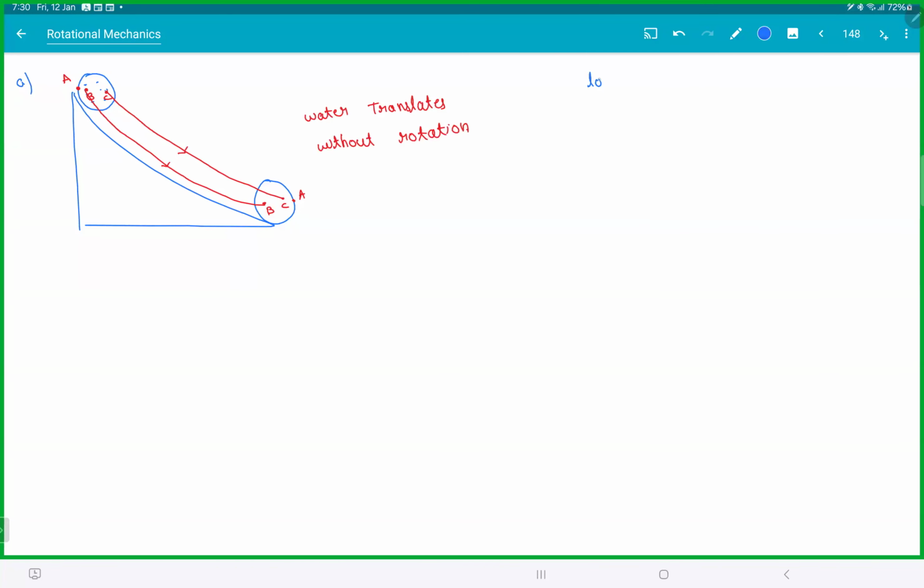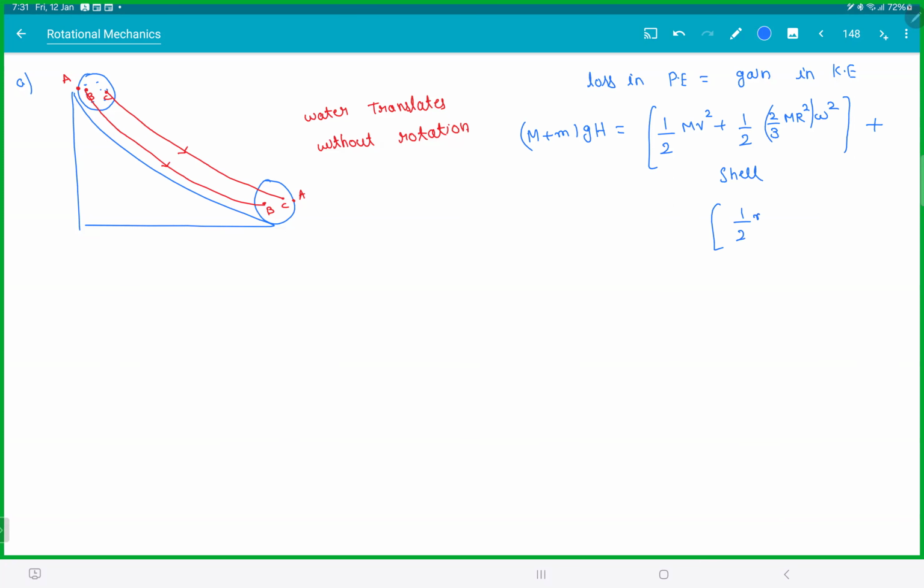So we can write the statement: loss in potential energy is equal to gain in kinetic energy. Loss in PE is equal to gain in KE. Loss in potential energy here will be (M plus m) g h. You have to include both the masses. It equals half M v square plus half times 2 by 3 M R square omega square, this is for the shell, plus half small m v square. That's it. There's only translation. You don't include rotation. This is the water. Only translation.